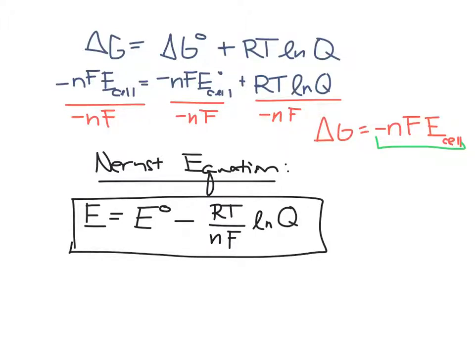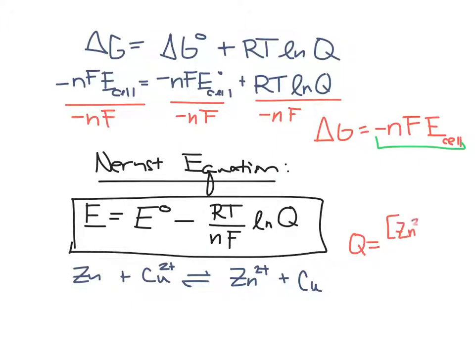This equation gives us the power to do some predictive chemistry. Let's say that you had a reaction that's really standard in each kind of textbook. In this reaction, zinc metal and copper 2+ ions will react to form zinc 2+ and copper metal. If we write the reaction quotient for this reaction, it's the same technique that we use to write equilibrium expressions. We would say that Q is equal to the zinc 2+ concentration divided by the copper 2+ concentration.